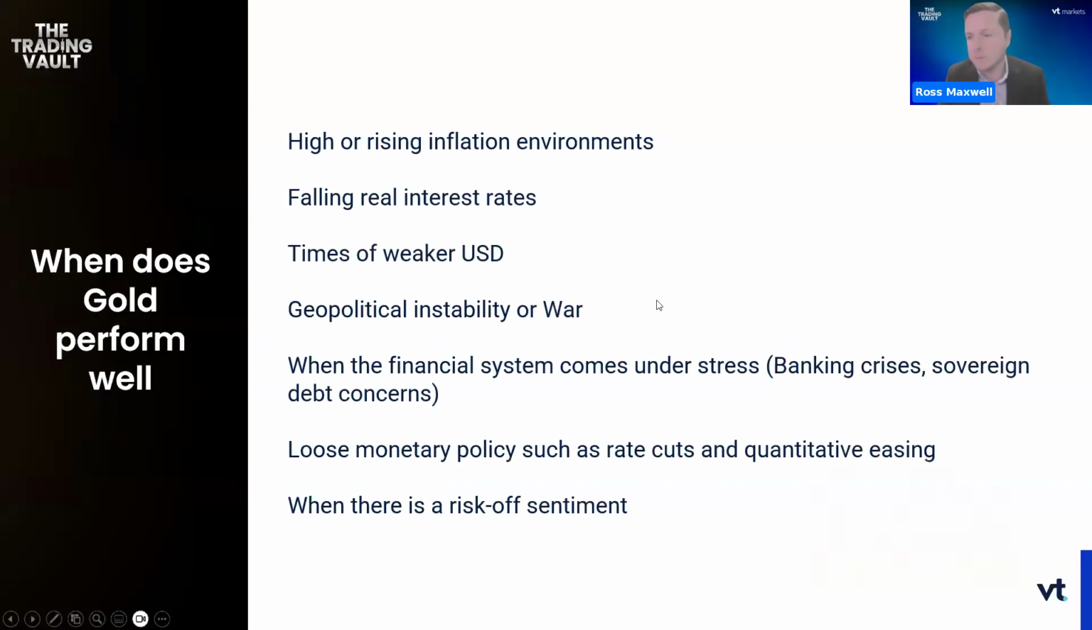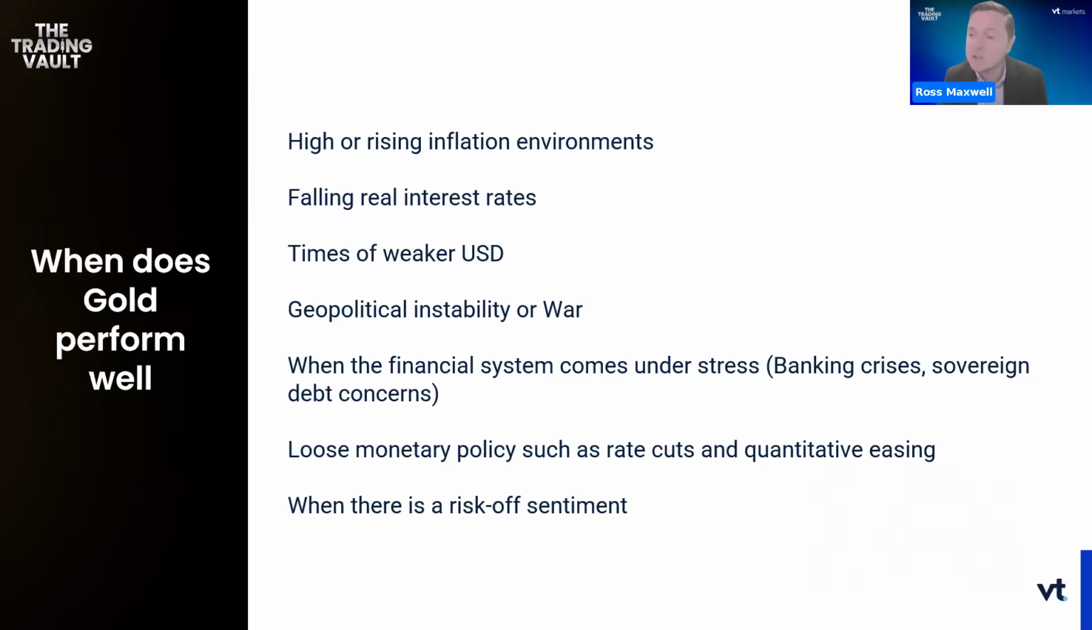Now, when does gold perform well? This goes into understanding when we're likely to see a bullish environment in gold, which we've seen for the last 18 months or so. We've seen a really strong gold market in high or rising inflation environments, and we've seen that over the last couple of years, certainly since the Russian invasion of Ukraine, when the high inflation started.